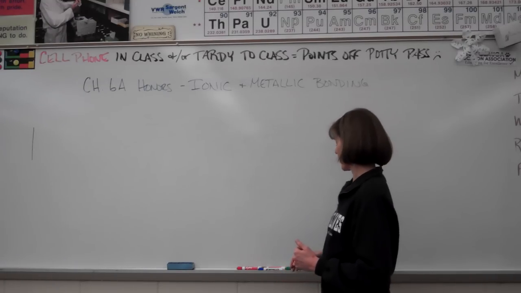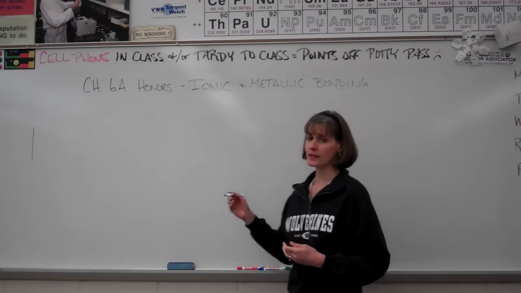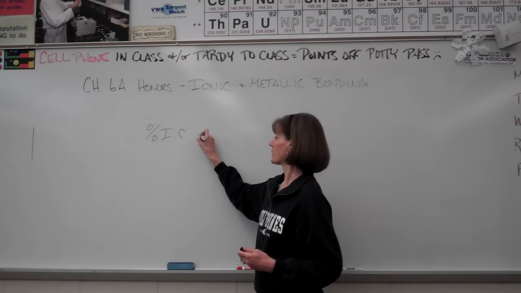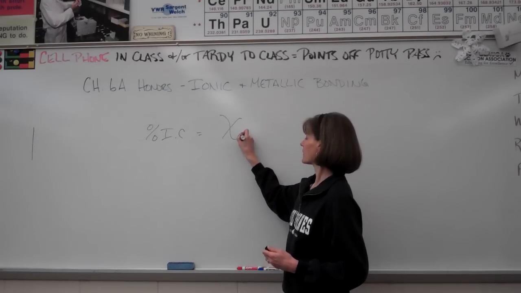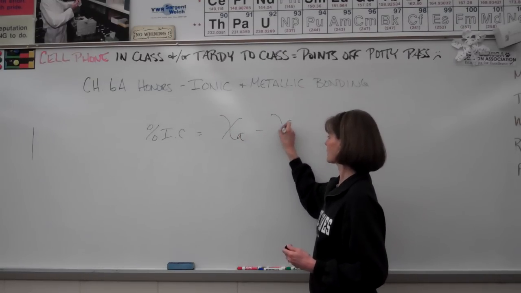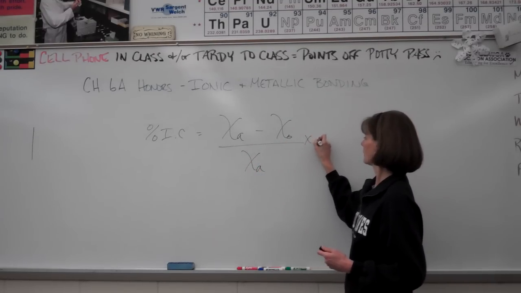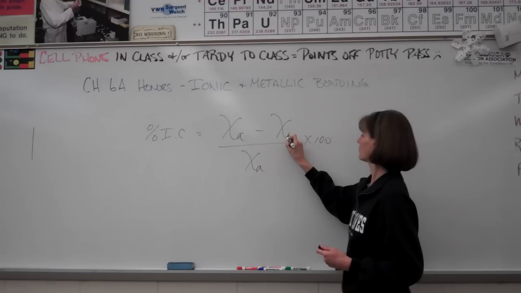So each range of percent ionic character. Let's go back to that equation. I'm abbreviating percent IC. We have that x sub A minus x sub B divided by x sub A times 100. That's B.